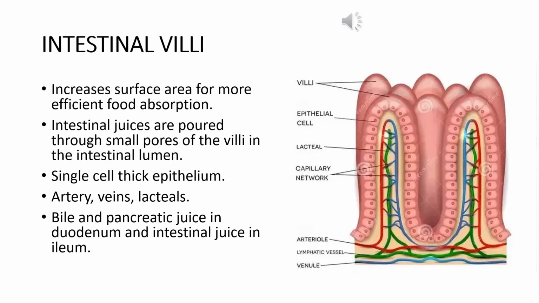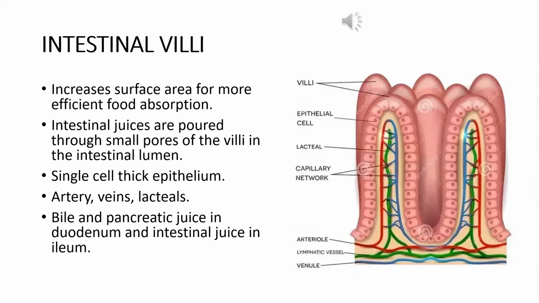Small intestine is the first portion where, apart from digestion, absorption of food is also taking place. So in the previous segments of the alimentary canal, no absorption was taking place. Only digestion was taking place. But in the intestine, in the ileum mainly, the absorption of food is also taking place.